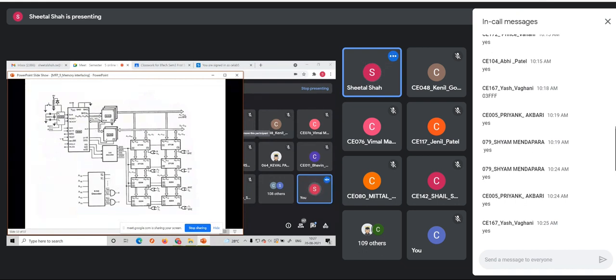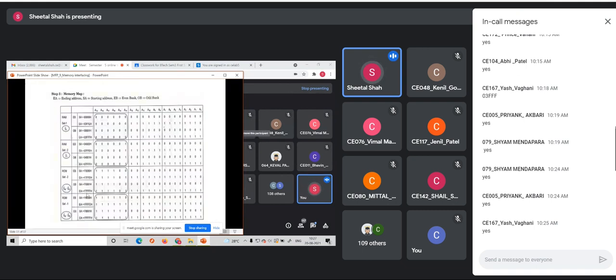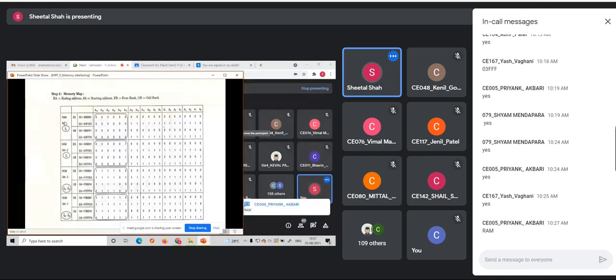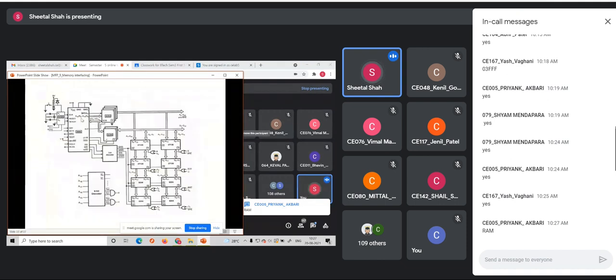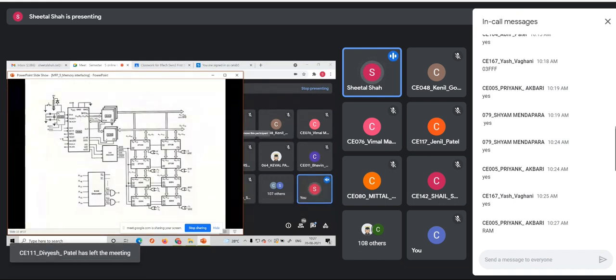You can see that this y0 dash is ORed with A0. If both of them are 0, that means this is what? Which is this? IC 6264. So this is 0. What you have observed here in this table, if all of them are 0, what should be selected? RAM or ROM? Hello? The RAM IC should be selected. Okay. If all of them are 0, it is the RAM IC.